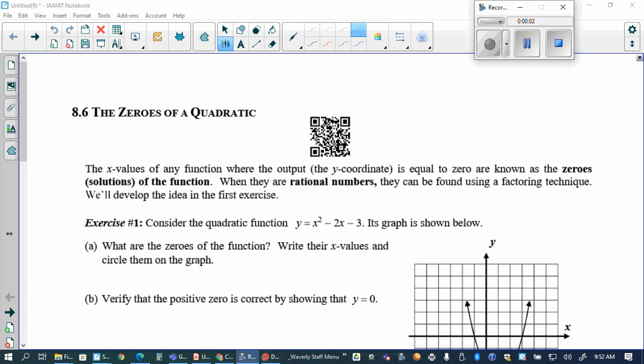So the zeros of a quadratic. We talked about the zeros of a function, yeah? When you say the zeros of a function, it means where the function actually equals what? 0. Like the output values. The output values equal 0, right?